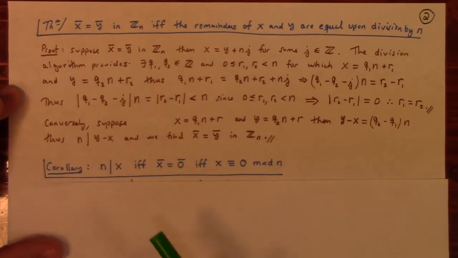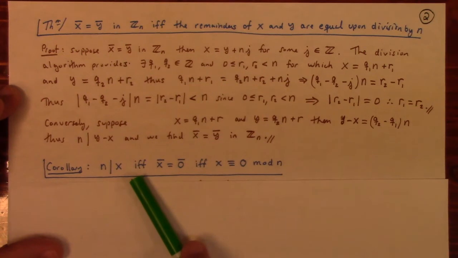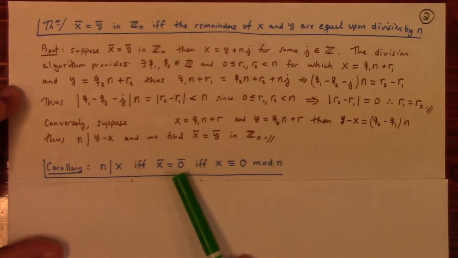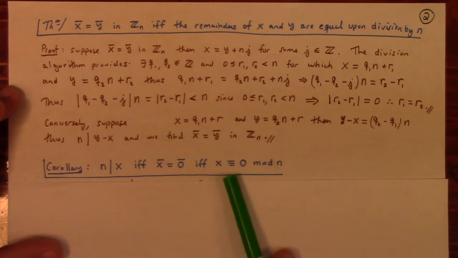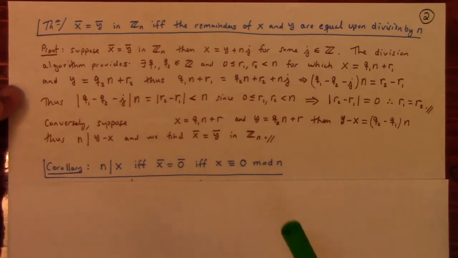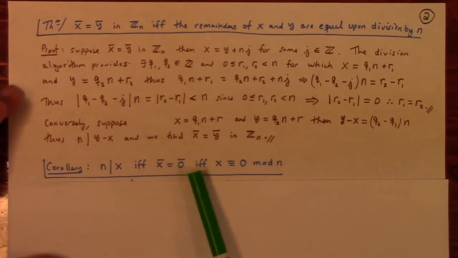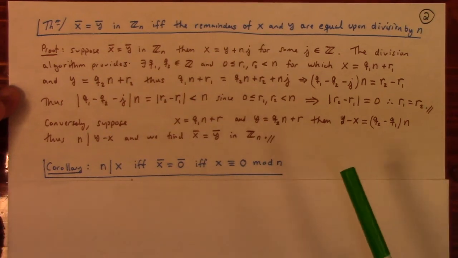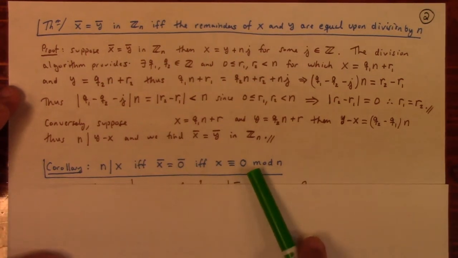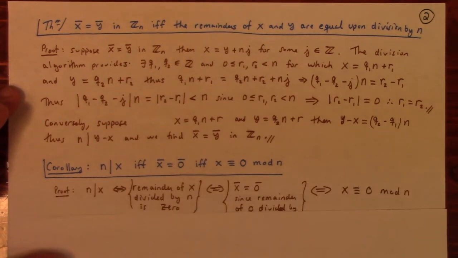Okay, so, corollary. n divides x if and only if x bar is equal to 0 bar, if and only if x is congruent to 0 mod n. Excuse me, x bar equals 0 bar, x congruent to 0 mod n. This is not equals, this is congruence. So if you want to make a congruence become an equality, you use Zn, Z mod n. So here's the proof.